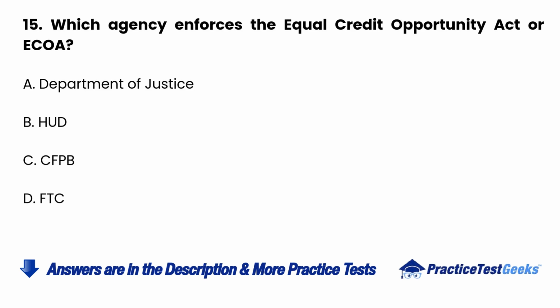15. Which agency enforces the Equal Credit Opportunity Act or ECOA? A. Department of Justice. B. HUD. C. CFPB. D. FTC.